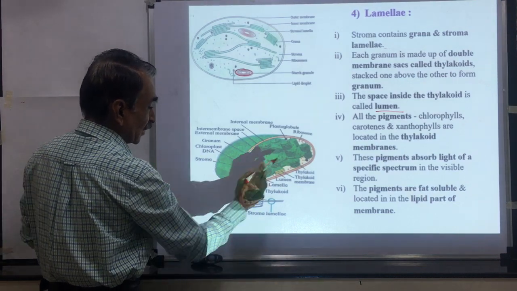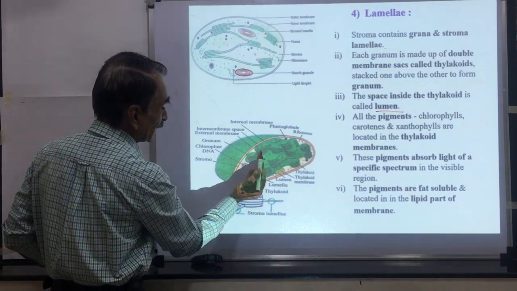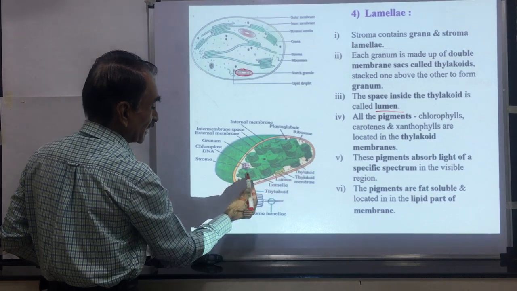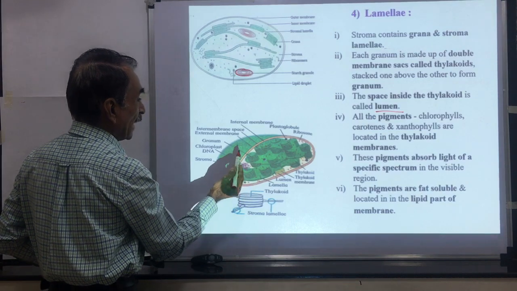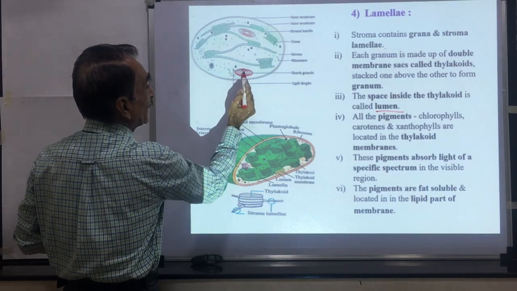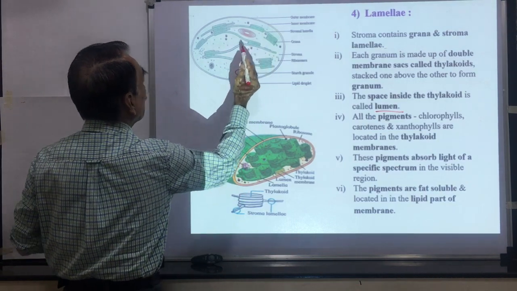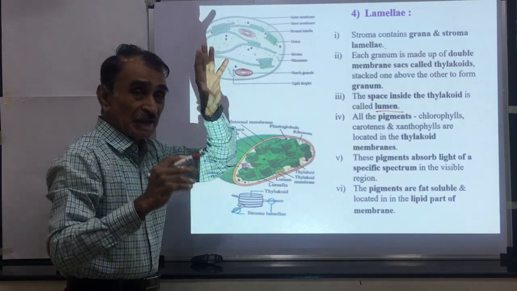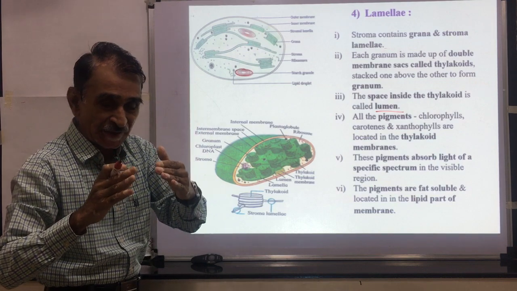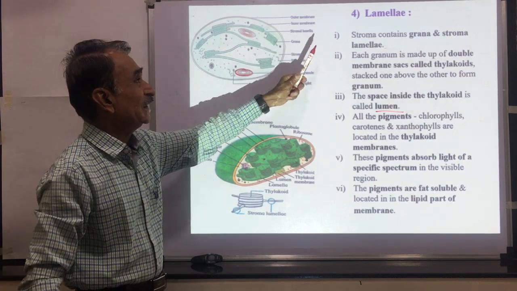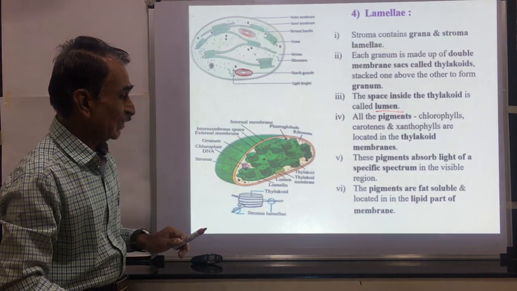You can see the structure of a chloroplast. Here these are the grana. Grana structures are present. This is the chloroplast DNA. And these are the starch grains. These are the ribosomes. In this way, the chloroplast structure is divided into various points, and the point that is lamellae, we have just seen.